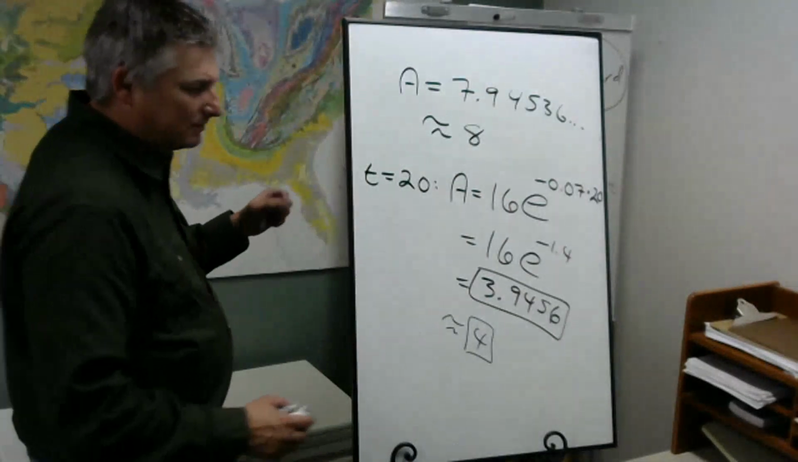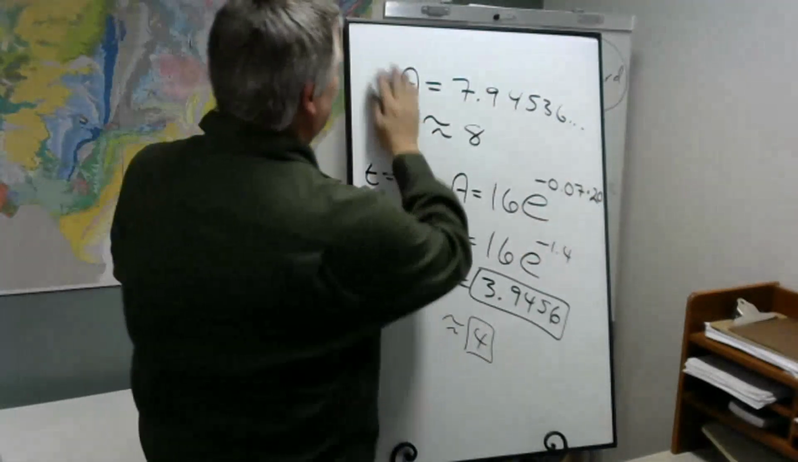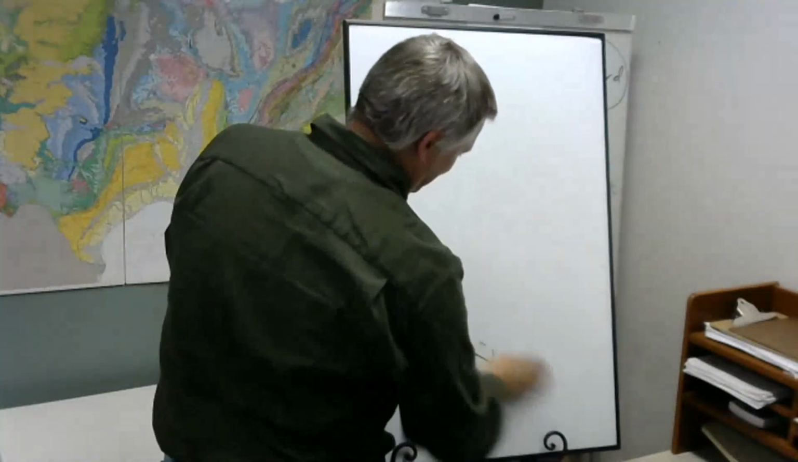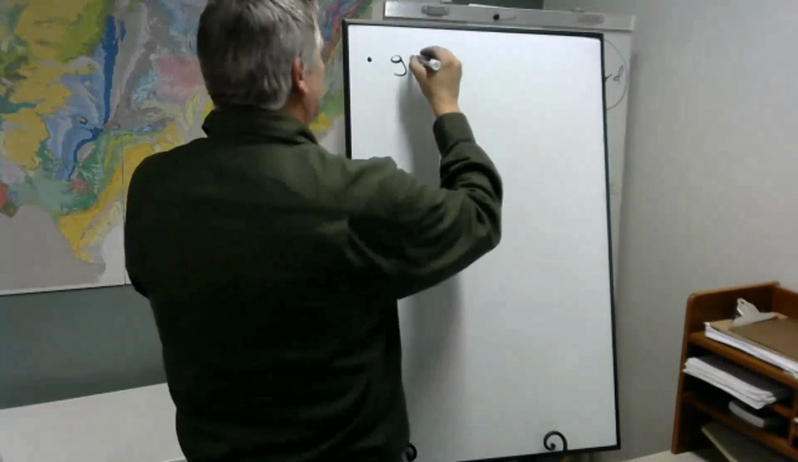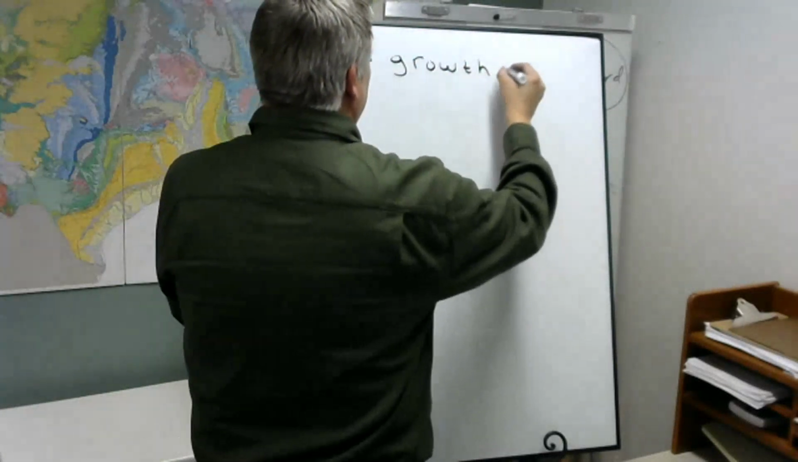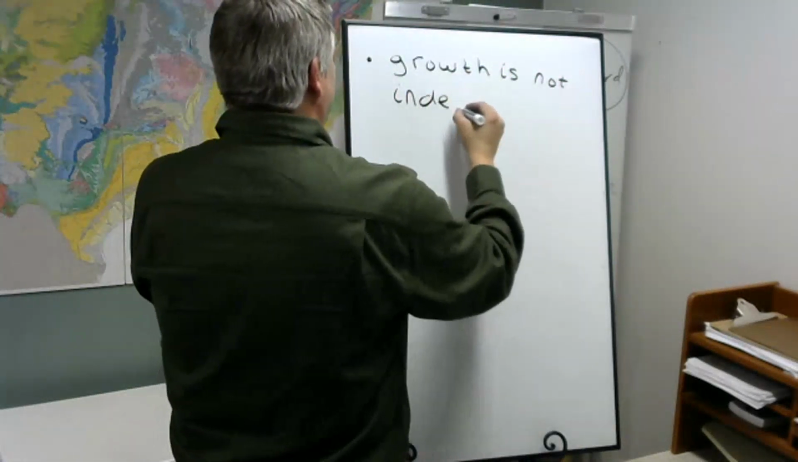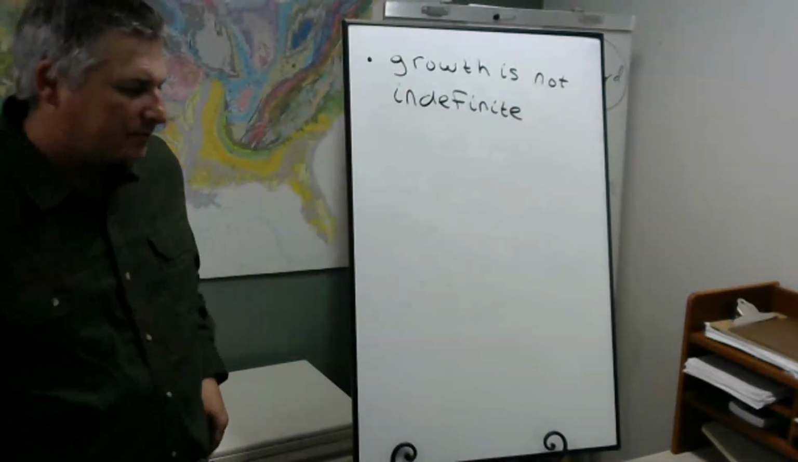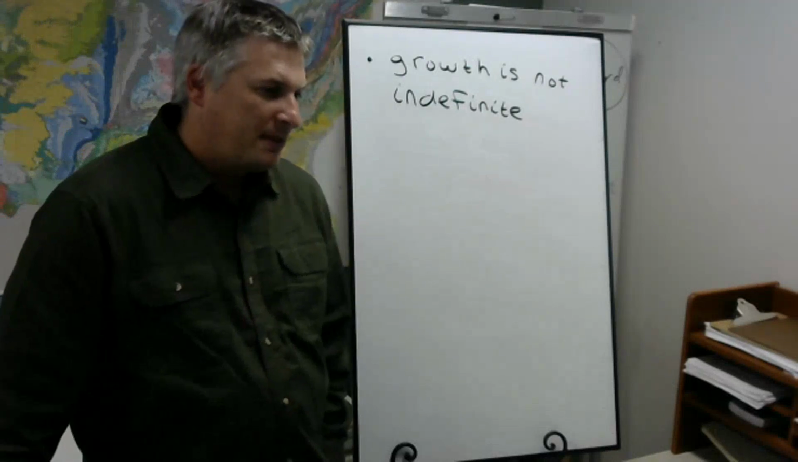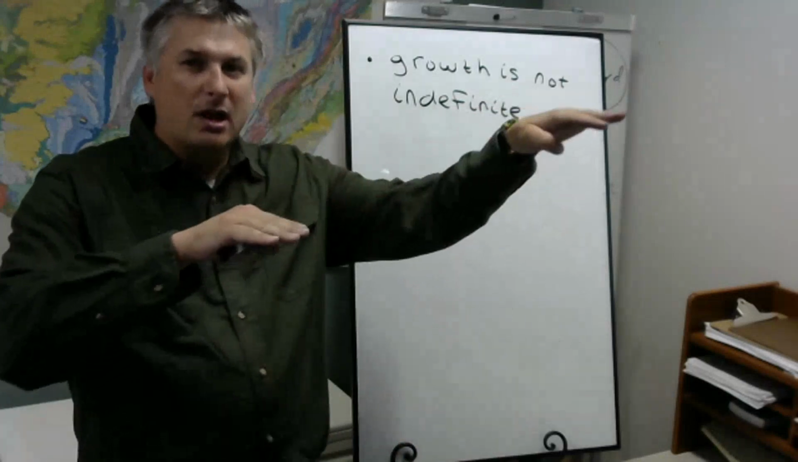Now, there's one more model to mention. And this is what's called the logistic formula. And the idea is this. Growth in the real world is not indefinite. When you come up with models for population increase, things just don't keep growing. Populations just don't keep expanding. Eventually, they kind of level off.